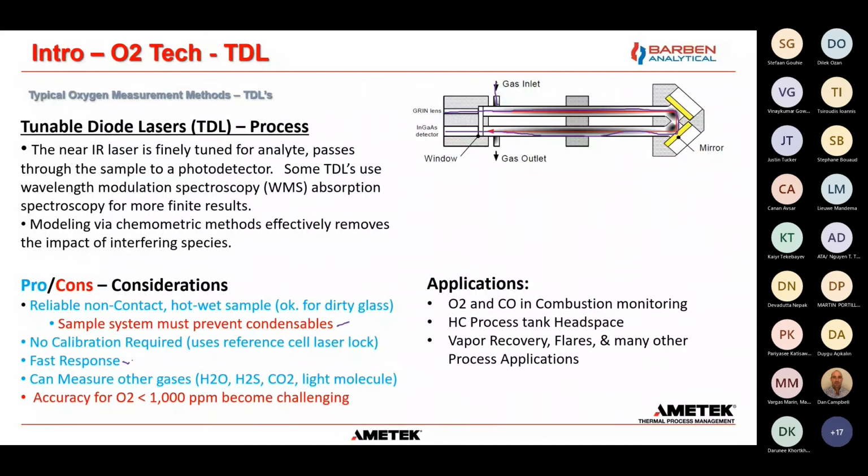And can measure other gases. So the same device, you can have dual cells and you can measure another analyte at the same time, or you use the same analyzer for different gases such as H2O, H2S, CO2, or other light molecules. Accuracy for O2 below 1,000 ppm becomes challenging. So that's the con about the devices. Measuring below 1,000 ppm for oxygen becomes a challenge for the device, and it's especially not going to happen below 100 ppm, which a lot of the applications for the quench luminescence will be. Okay.